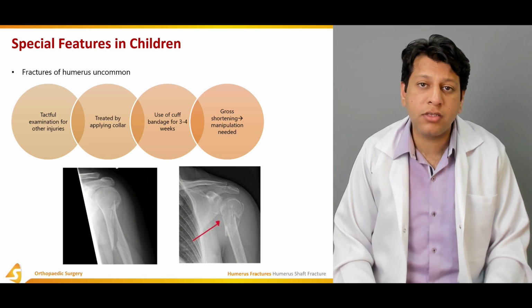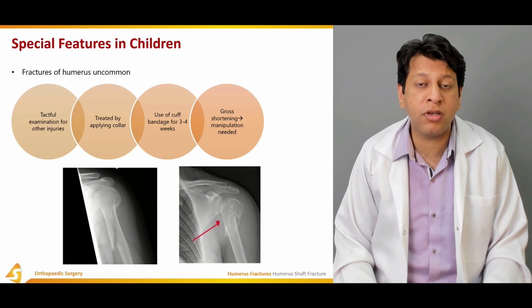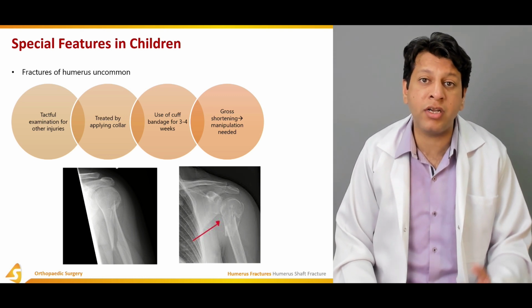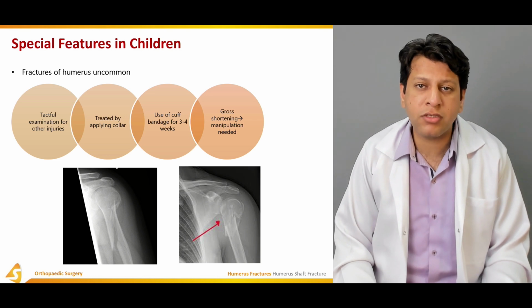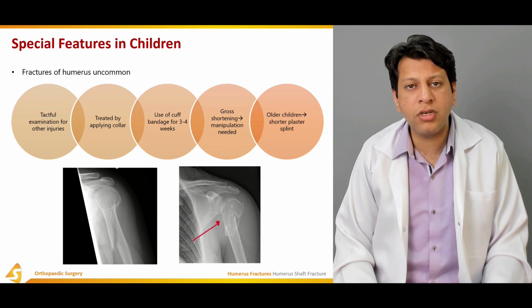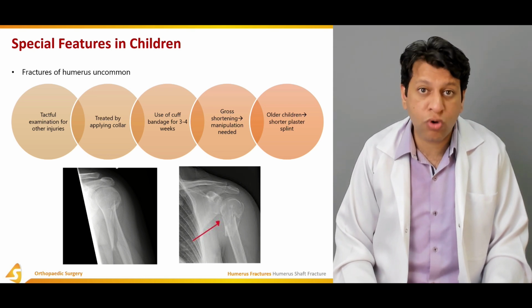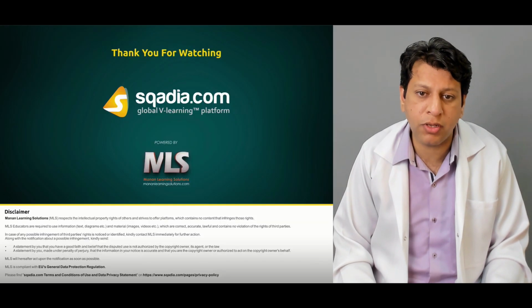And unless there is gross shortening, more than 3 centimeters of shortening, or gross angulation in the anterior-posterior plane or mediolateral plane, most of the fractures can be easily managed in a cuff and collar. If it's an older child, we can go for a short plaster called a coaptation splint, which can later be converted to a fracture humerus brace as well.